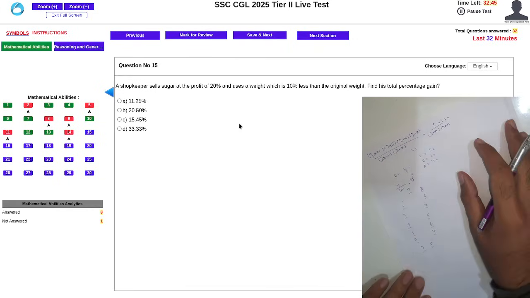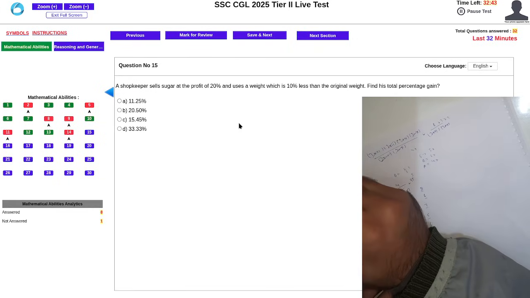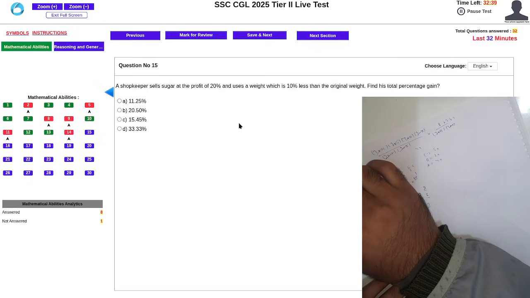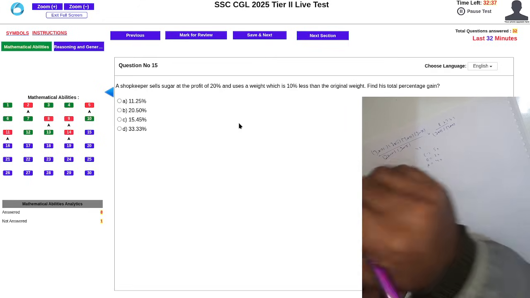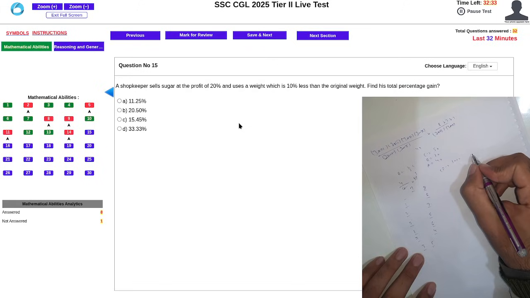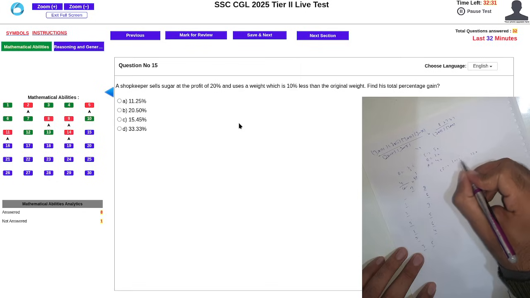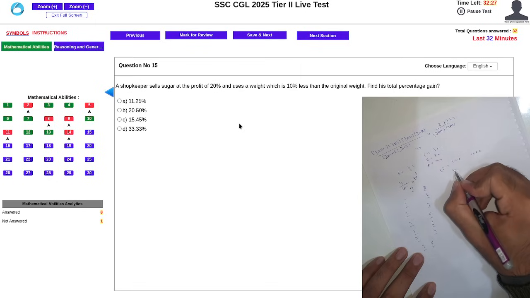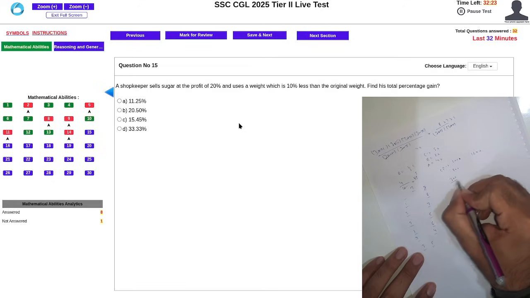A shopkeeper sells sugar at a profit of 20%. He uses a weight which is 20% less than the given weight. Find the total percentage gain. Suppose 1000, so 100 more, so he sells at 1200, but the cost is 900, so 300 on 900.